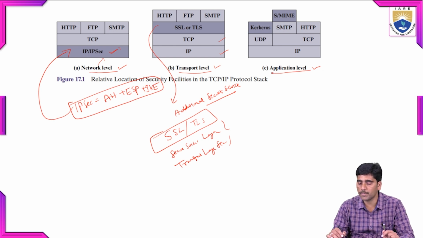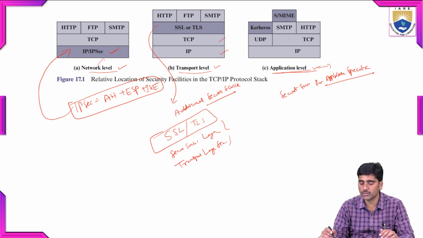And the third one is what? Application level, which provides security service for application specific needs. So each and every type of application is going to be specified with a type of security software. Here Kerberos is one type of application specific software, and S/MIME is another. It is one type of application security service which we use for different types of applications.